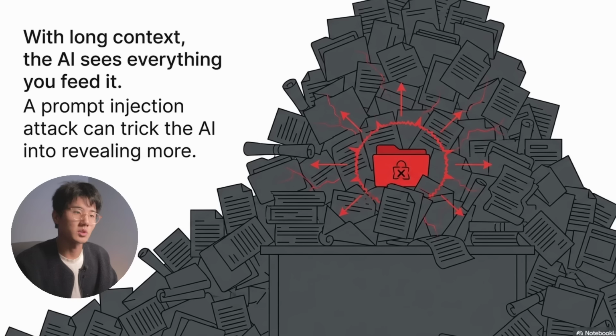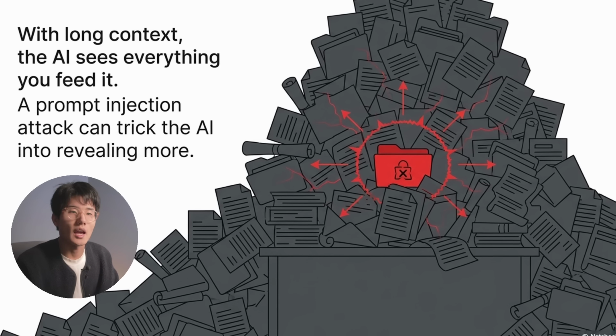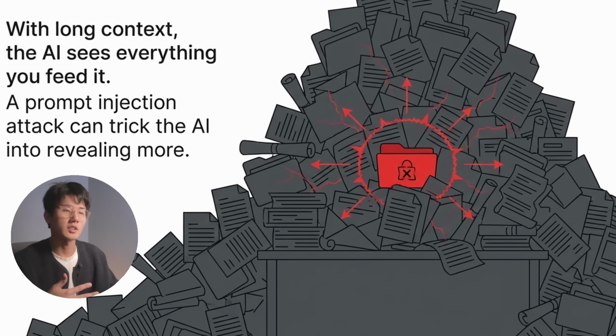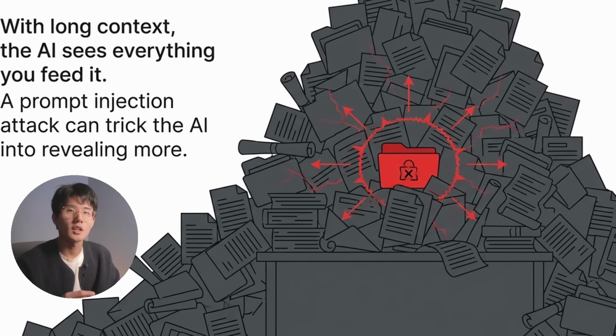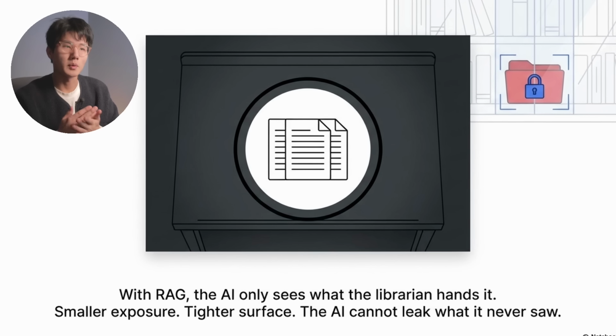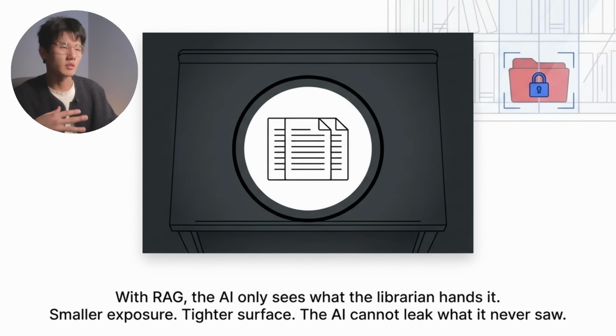Now, there is controlling exposure. Access, the permission, is about who can search what. Exposure is about what the AI itself gets to see. With long context, the AI just sees everything you feed it, right? So if you dump your entire company drive into the prompt, which I don't think is going to fit, a clever prompt injection attack could trick the AI into revealing something it should not. But with RAG, the AI only gets to see what the librarian hands over. So there's a smaller exposure surface, which means more robust security. The AI cannot leak what it never sees. Neither approach is perfectly safe unless you use local open source models, I think. But RAG gives you a much tighter control surface.